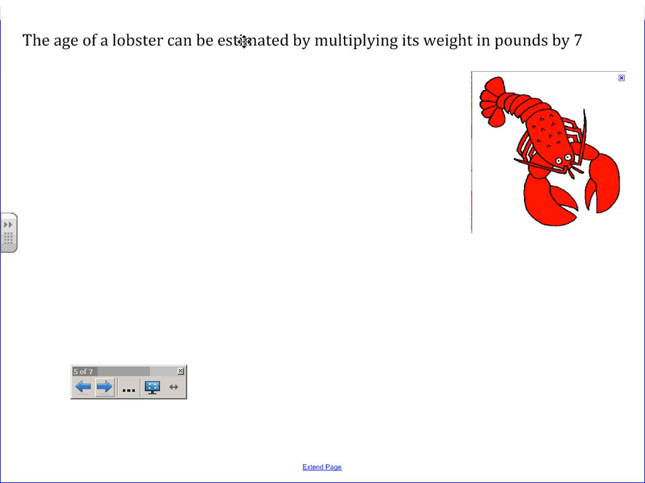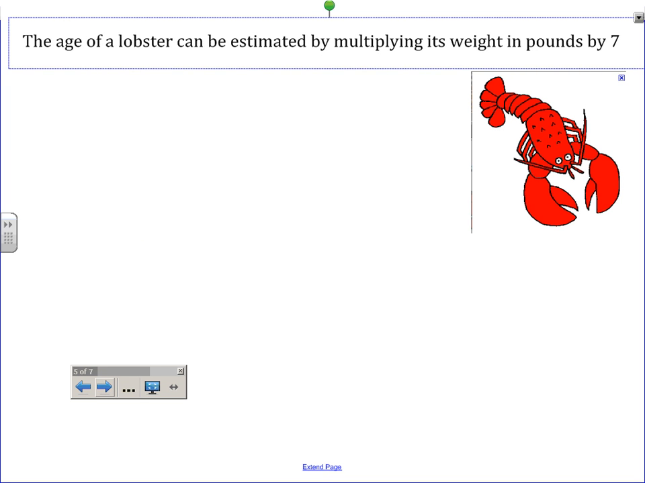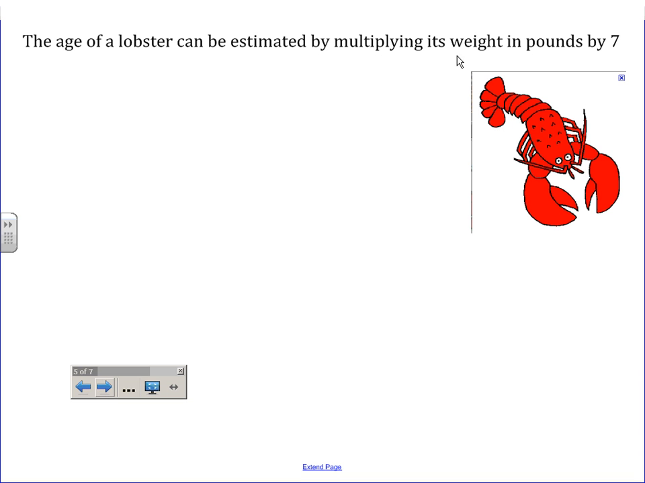So here's our first problem. It says the age of a lobster can be estimated by multiplying its weight in pounds by 7. The first thing that we want to do is find out what we don't know. What are some things that we don't know or that we're trying to find? One thing that we don't know is the age of a lobster. So I need to give that a variable because that's what I'm trying to find. I'm going to give that the variable A. Down here, I'm going to define my variable. So A is the age of a lobster.